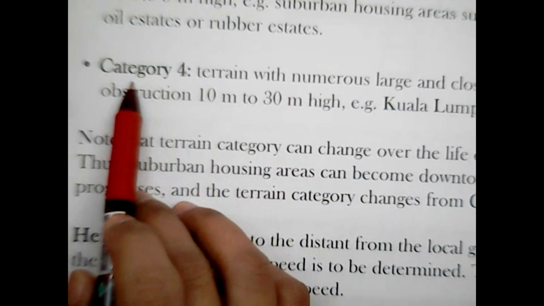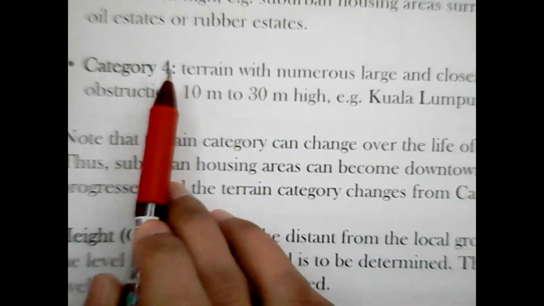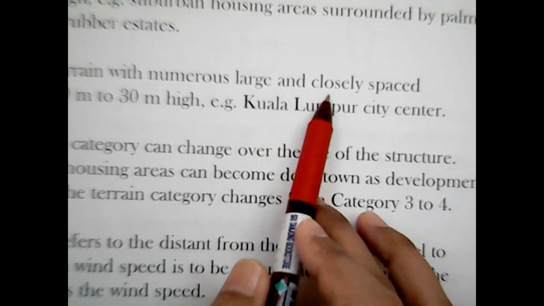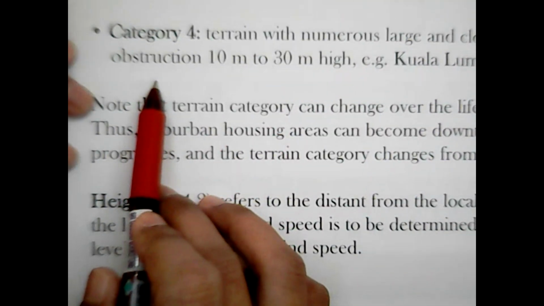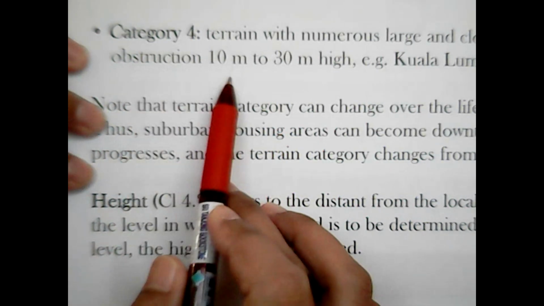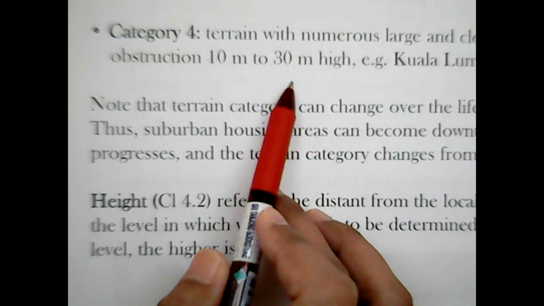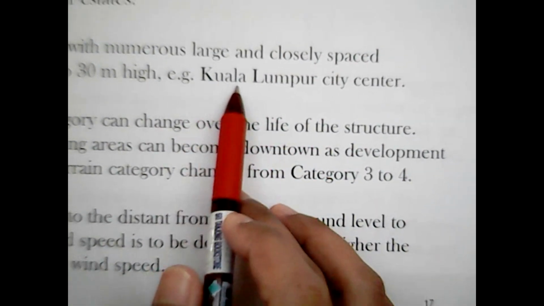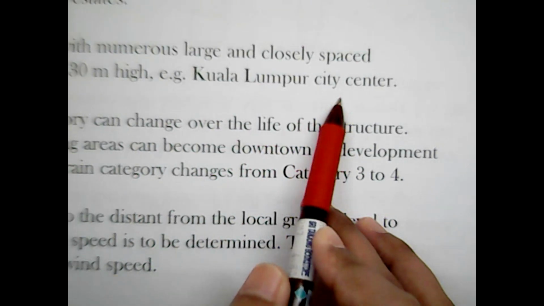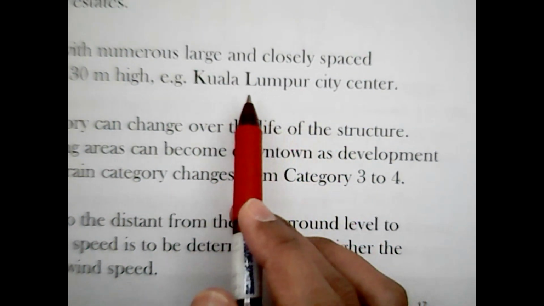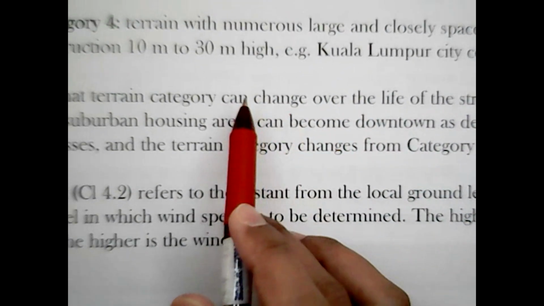And the last category, which is category 4, is terrain with numerous large and closely spaced obstructions. So in category 4, you have very close obstructions, 10 meter to 30 meter height of buildings, and the best example for category 4 is Kuala Lumpur city center, where you can imagine there are a lot of buildings closely related.